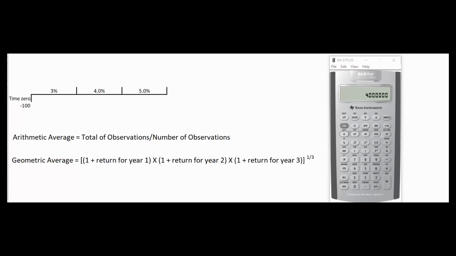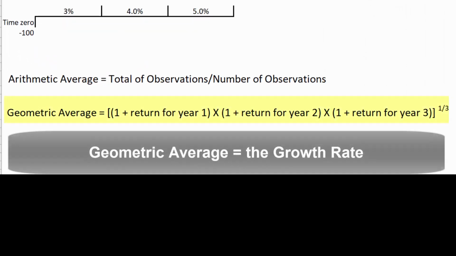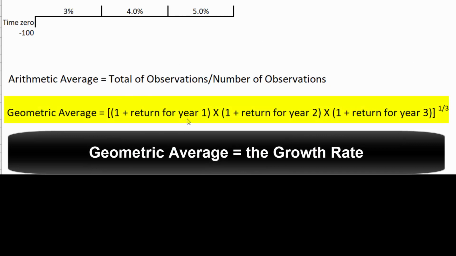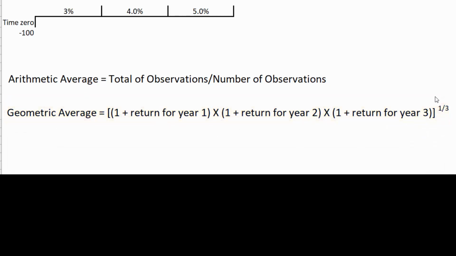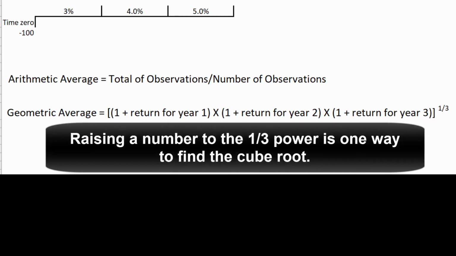The geometric average answers the question, what was the growth rate of your investment? So we'll take 1 plus the return for year 1 times 1 plus the return for year 2 times 1 plus the return for year 3. And all those returns will be expressed as decimals. And since there's 3 returns here, we'll find the cube root. If there'd been 4, we would find the 4th root. If it were 2 of them, we'd find the square root. And the way that we can do that in our calculator, for example, the cube root, is by taking that product there and raising it to the 1/3 power.